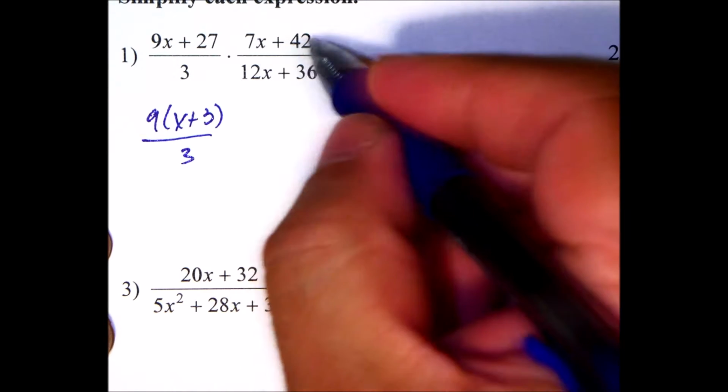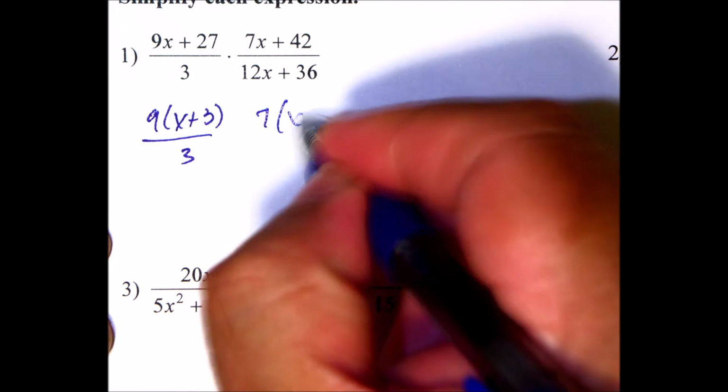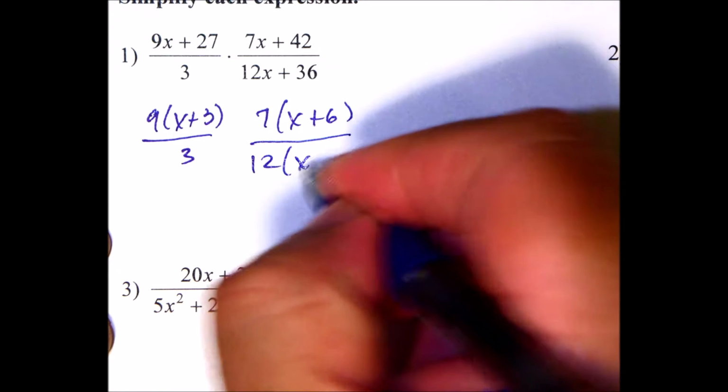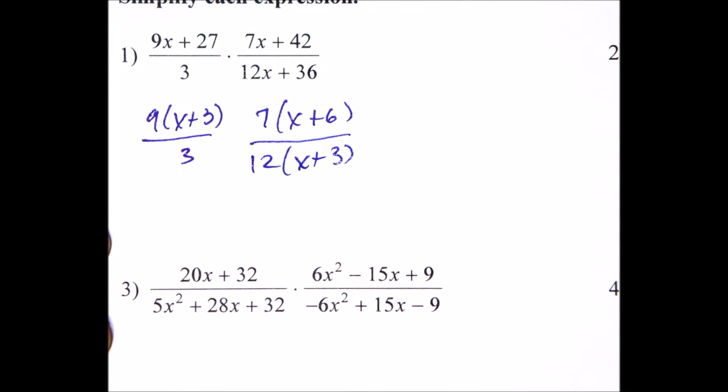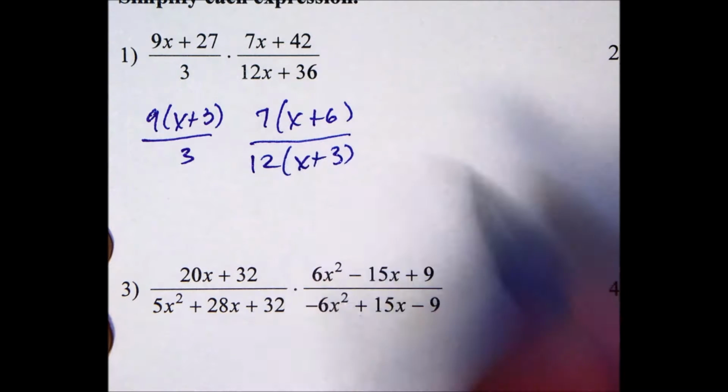I'm going to take a 9 out. Here I'm taking a 7 out. And here I'm taking out a 12. All right, the easiest thing to see is the x plus 3.